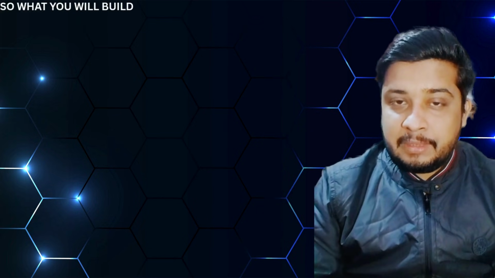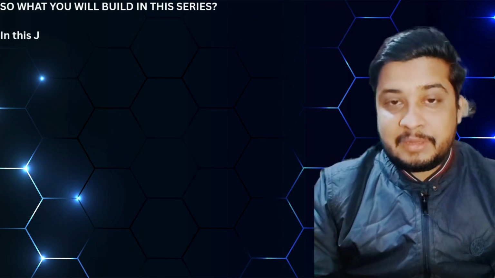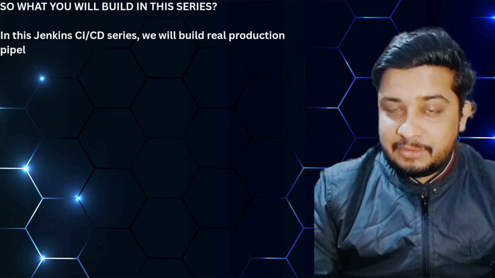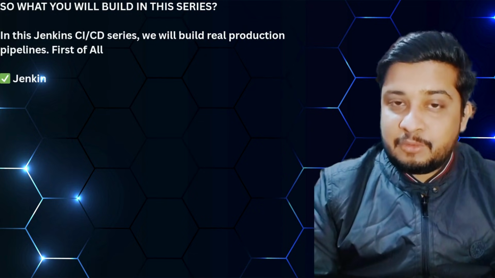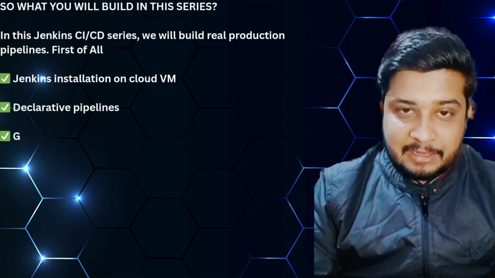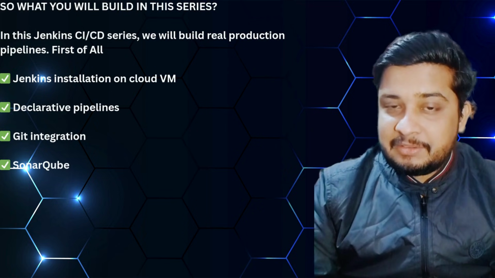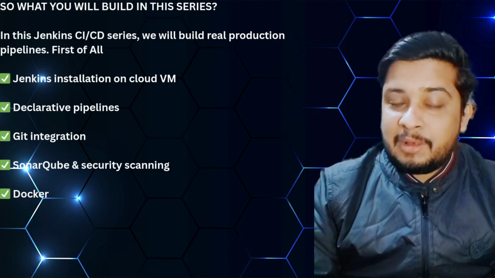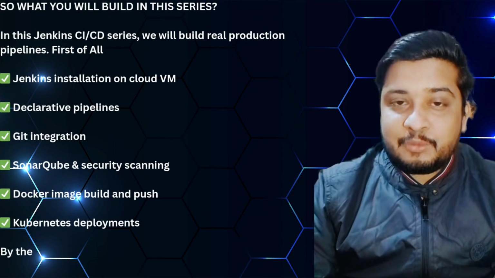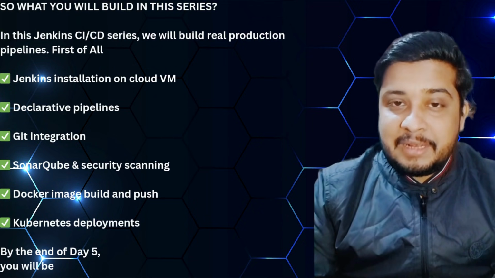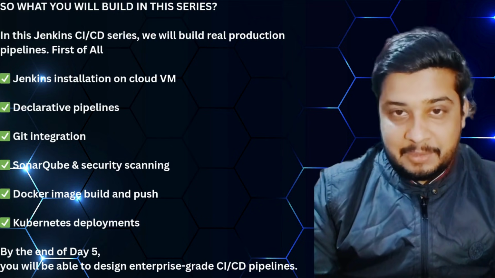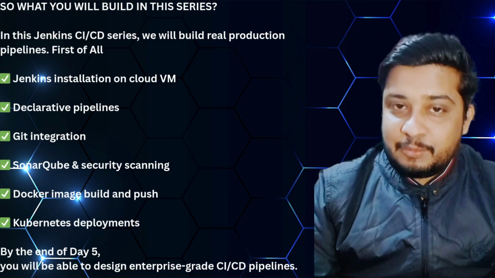So what will you build in this series, right? In this Jenkins CI/CD series, we will build real production pipelines, right? First of all, we will install Jenkins on a cloud VM, and then cover declarative pipelines and Git integration, right? And also SonarQube and security scanning, Docker image build and push, and Kubernetes deployment. By the end of day 5, you will be able to design a real production-grade CI/CD pipeline, just like a DevOps pipeline.